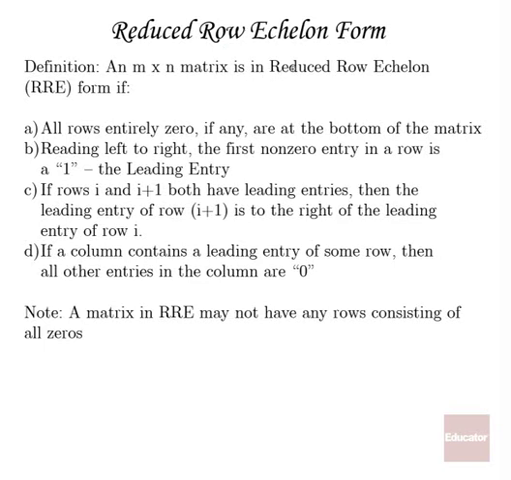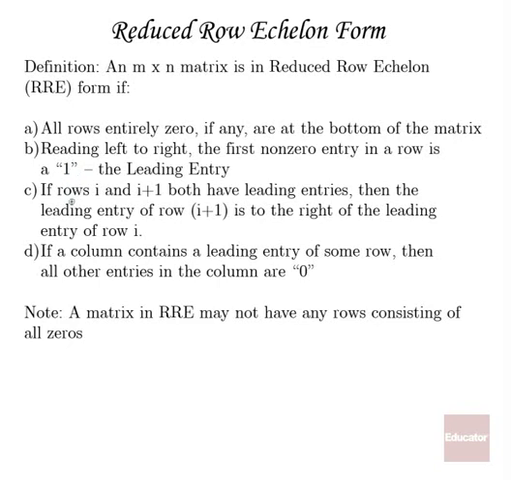An m by n matrix is in reduced row echelon form, we'll often refer to it as just RRE, if the following holds. All rows that are entirely zero, if there are any, are at the bottom of the matrix. As we read from left to right, the first non-zero entry in a row is a 1. We call that the leading entry. It has to be a 1.